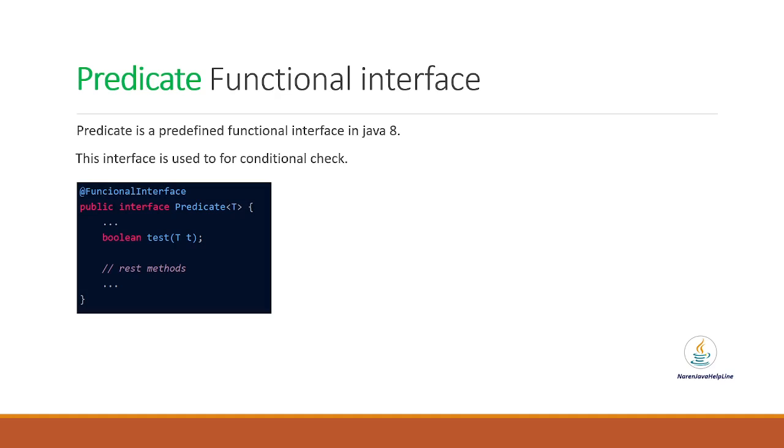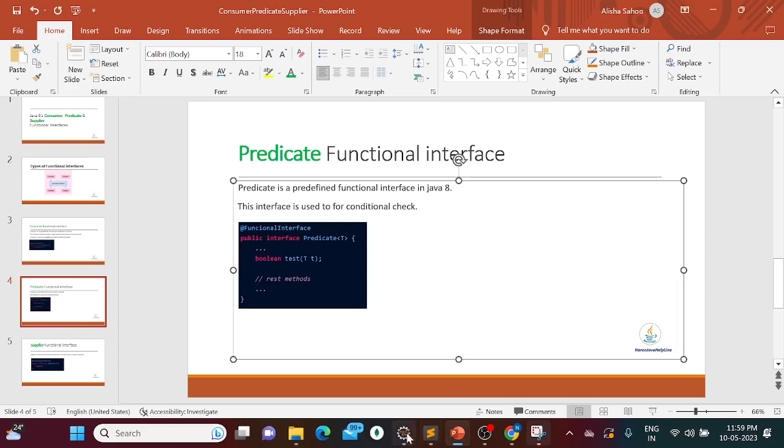this session. This predicate functional interface returns a boolean value and takes one parameter, an argument. There is one method, test. Let's see one example.